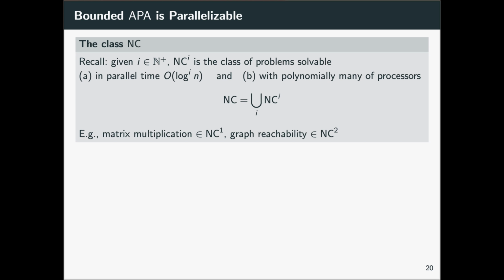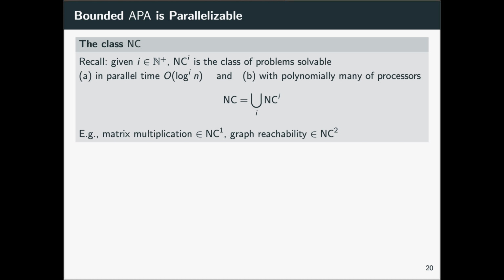In particular, recall that given some integer i, the class NC^i is the class of problems that can be solved in time log to the i while using polynomially many processors. For example, matrix multiplication is in NC1, whereas graph reachability is in NC2, while the union of all these NC^i classes gives the class NC of problems that are considered to be perfectly parallelizable.